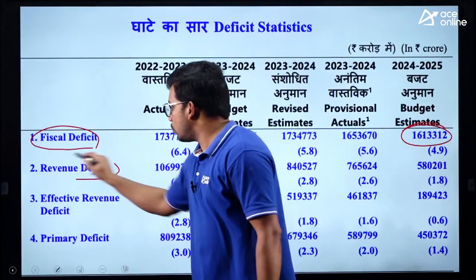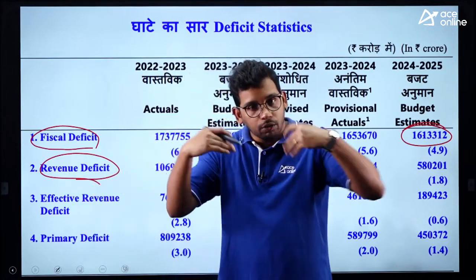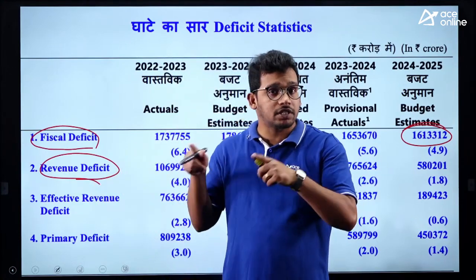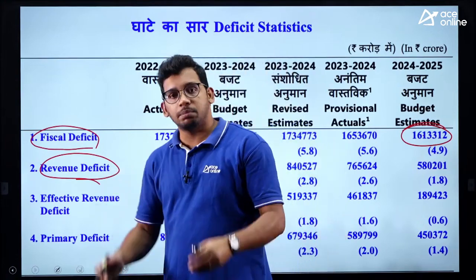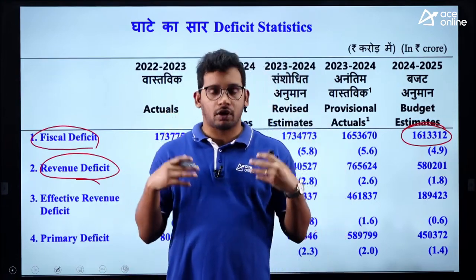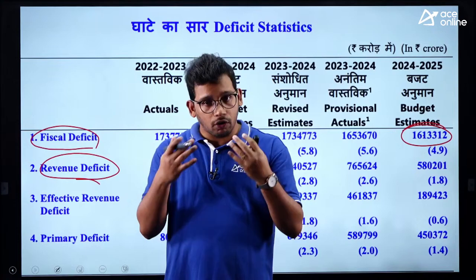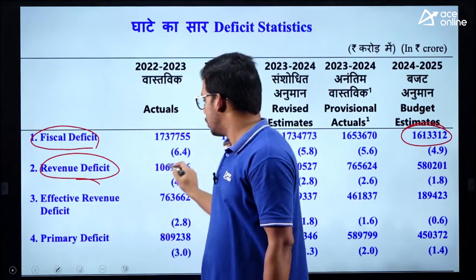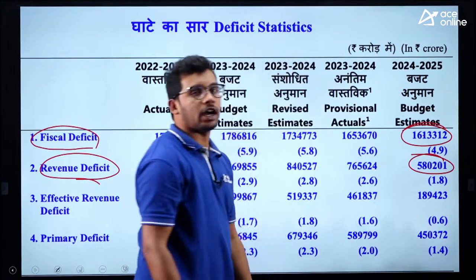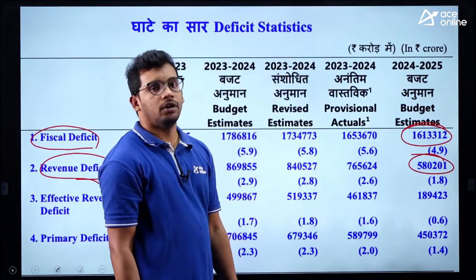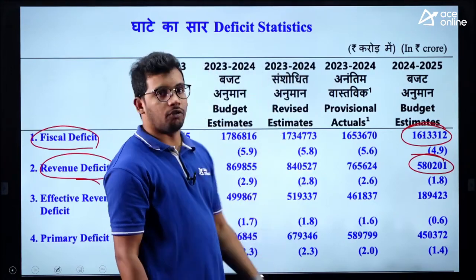Now revenue deficit. Yesterday we discussed what revenue receipts are and all. That's why you need to understand the basics. So revenue deficit means the revenue expenditure minus the revenue that the government is getting. So the deficit of total revenue, 5.8 lakh crore, is the revenue deficit of the government.